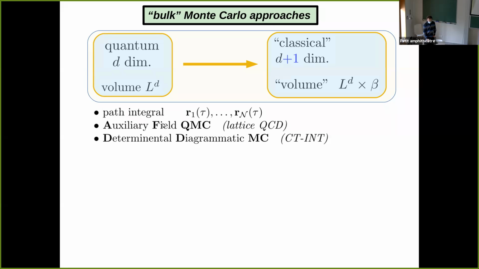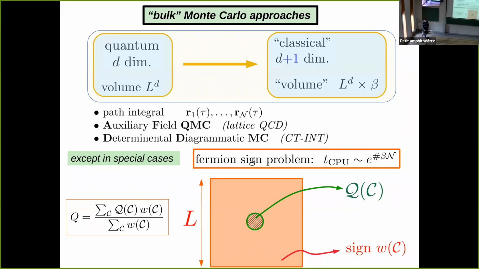Then there is auxiliary field QMC, also known as lattice QCD in the QCD context. And there is also determinantal diagrammatic Monte Carlo, which is very different from what I will be presenting, because there it's both connected and disconnected diagrams. And this method is also known as CT-INT in the context of DMFT. So for all these methods, except in special cases, there is the fermion sign problem, which leads to an exponential increase of the CPU time as a function of the number of fermions.